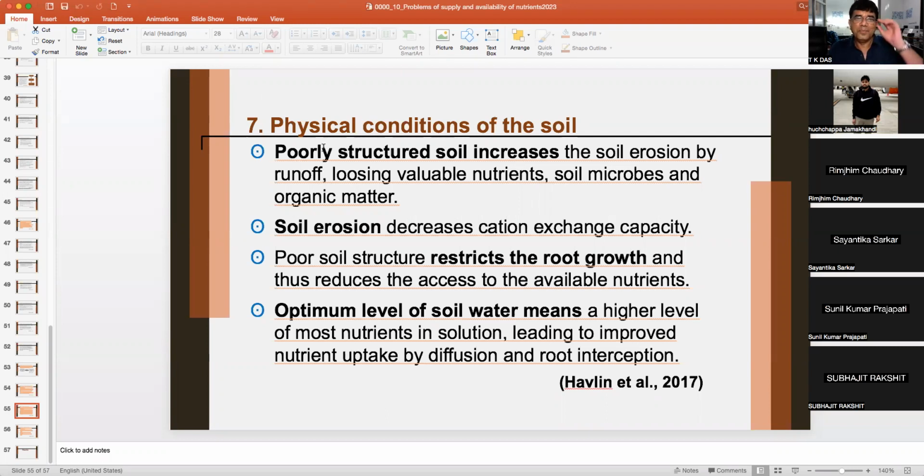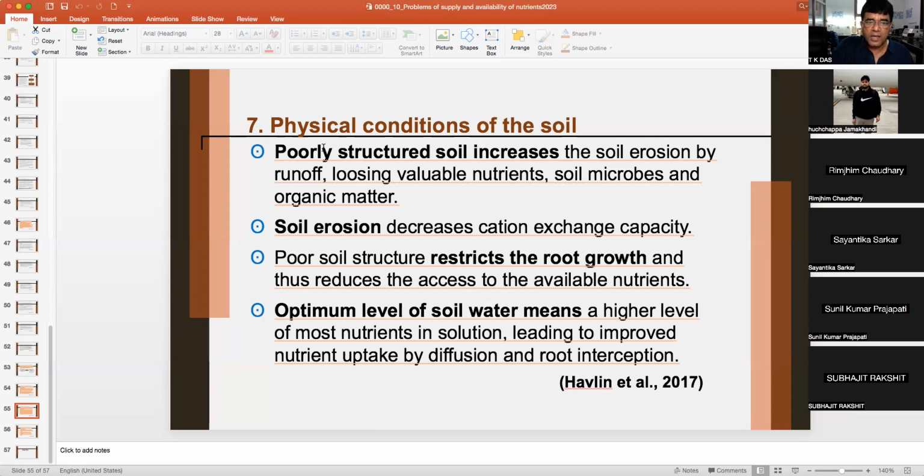Sorry. So soil physical conditions also affect the resupply of nutrient ions to the soil solution. Physical conditions here mainly mean water holding capacity and soil structure. These are important. If you have poorly structured soils, mainly because of soil erosion or tillage or other practices, it will affect the nutrient supply to the soil solution. Soil erosion decreases cation exchange capacity, thus your supply to the solution will be reduced. Poor soil structure restricts root growth and reduces access to the available nutrients.